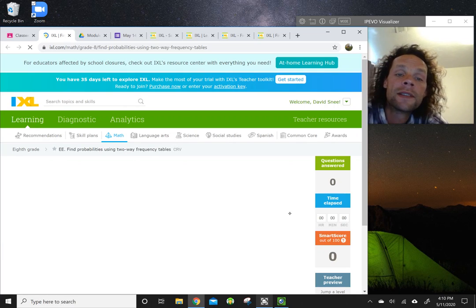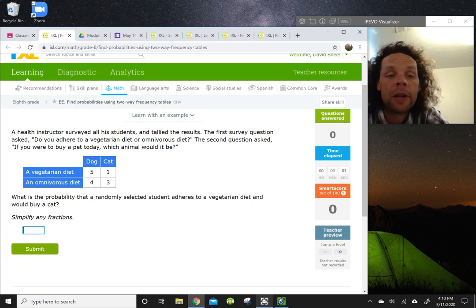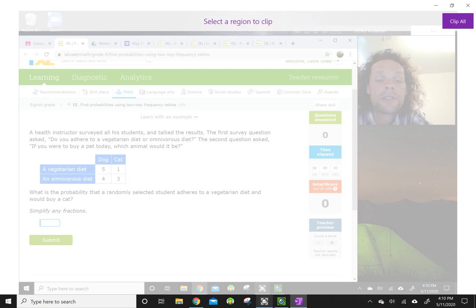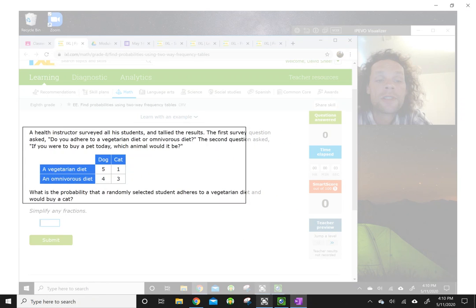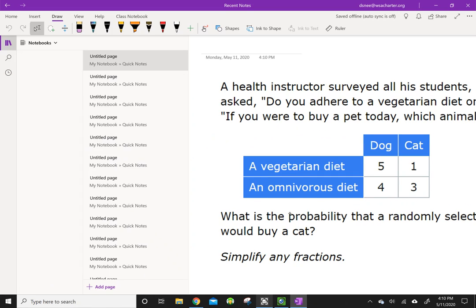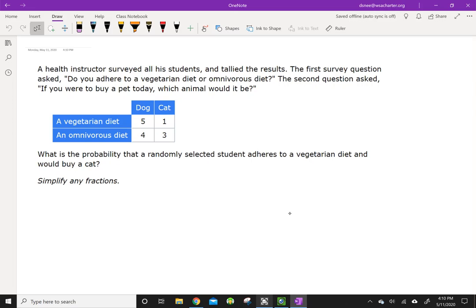All right, I'm going to take some snapshots. We're going to solve some problems together, and I'm just going to kind of show you how this all works. So now we've got this two-way frequency table that I'm going to take a snapshot of, and there's a scenario with it. Okay, and the scenario paints a picture. It tells us what that data is all about.